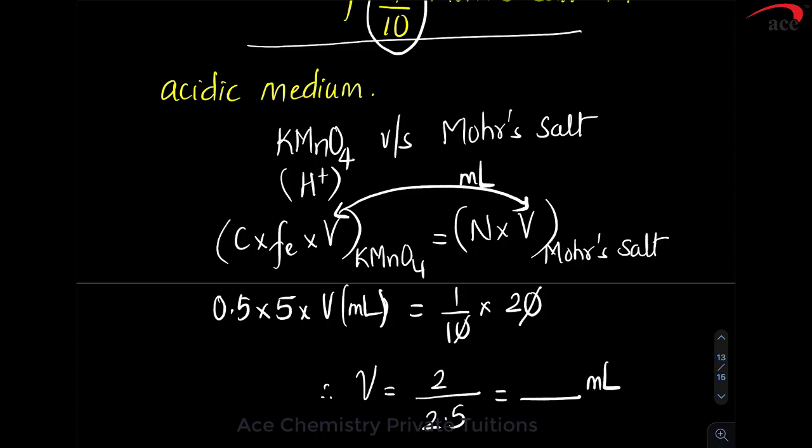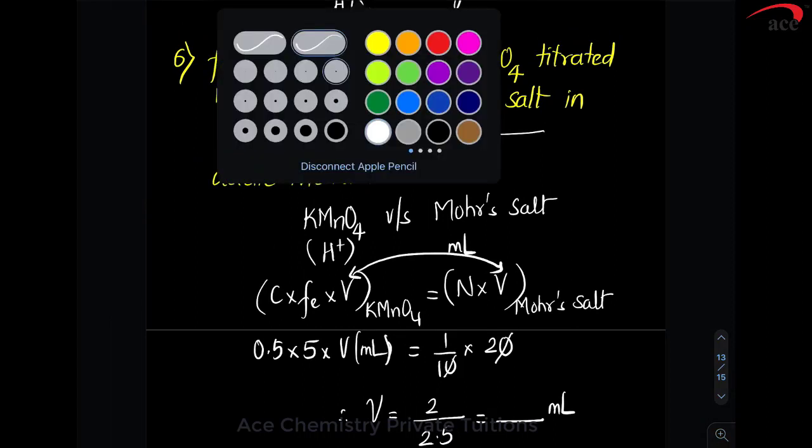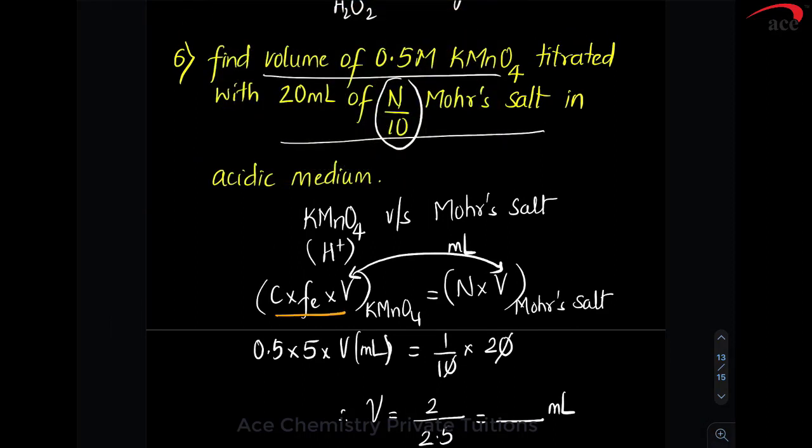This is how you are supposed to solve this type of question. But why do we use this formula, molarity multiplied by factor multiplied by volume? Because they had given molarity. Why do we use the normality multiplied by volume formula? Because they had given normality. And accordingly we got the answer.